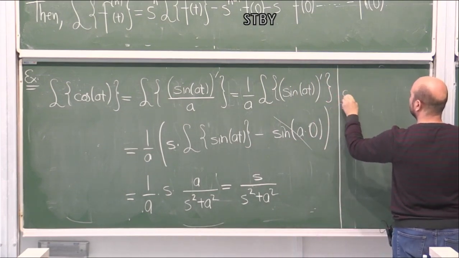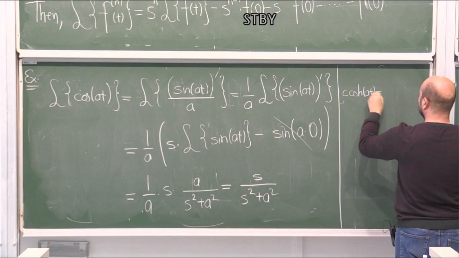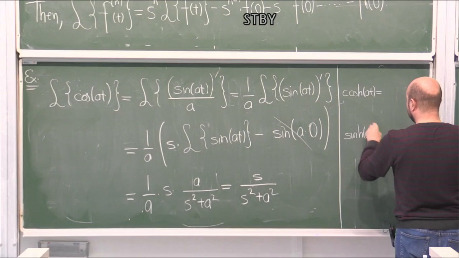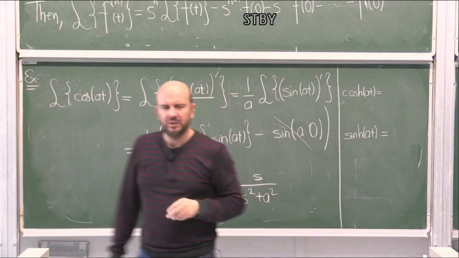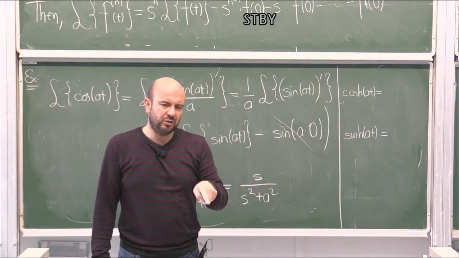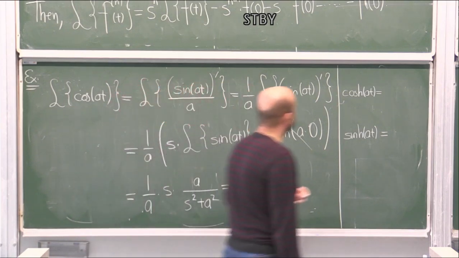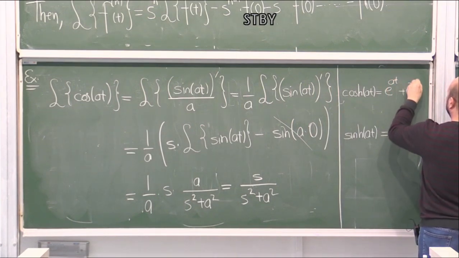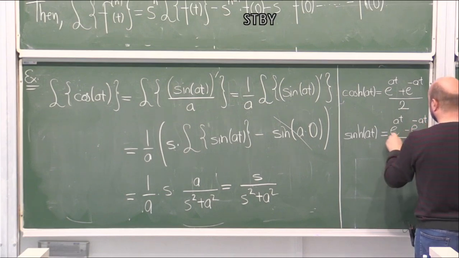we know that cosine hyperbolic at and sine hyperbolic at can be expressed in terms of e to the at and e to the minus at. So this is e to the at plus e to the minus at over 2. This is e to the at minus e to the minus at over 2.